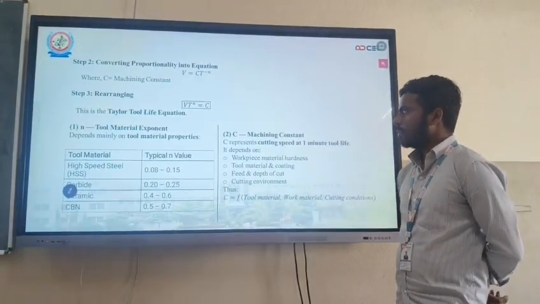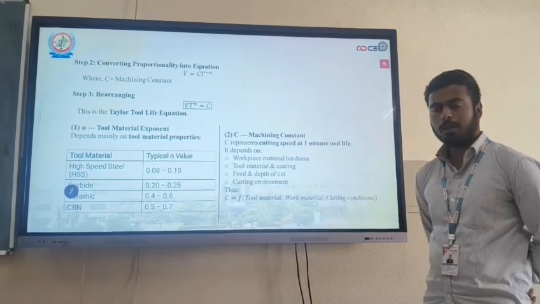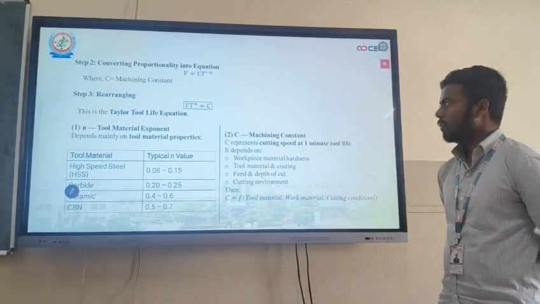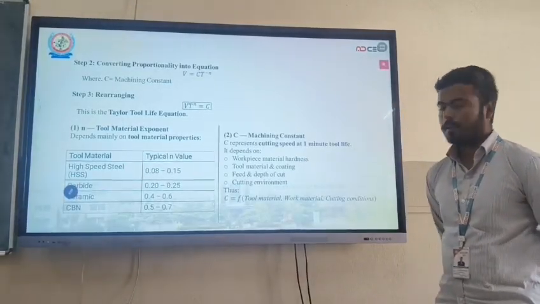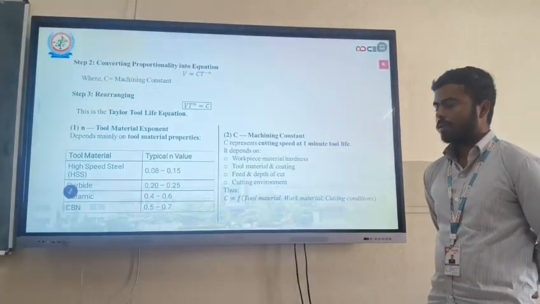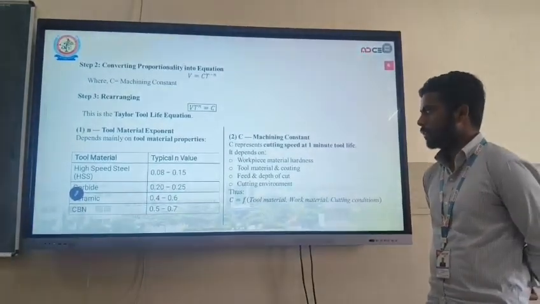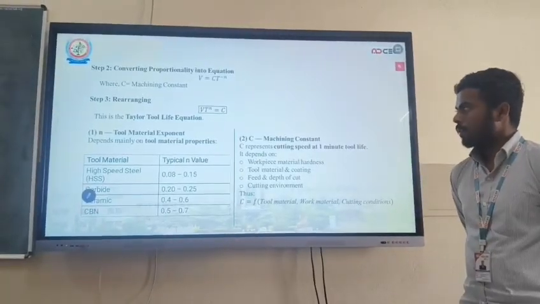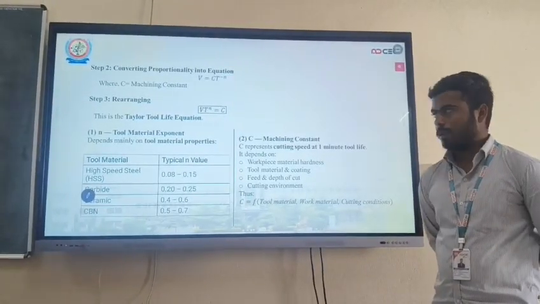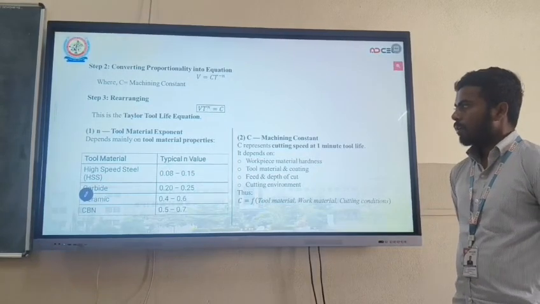Second step, converting the proportionality into an equation. V is equal to C T raised to minus n, where C is the machining constant. Rearranging this equation, V T raised to n is equal to C. This is Taylor's tool life equation.